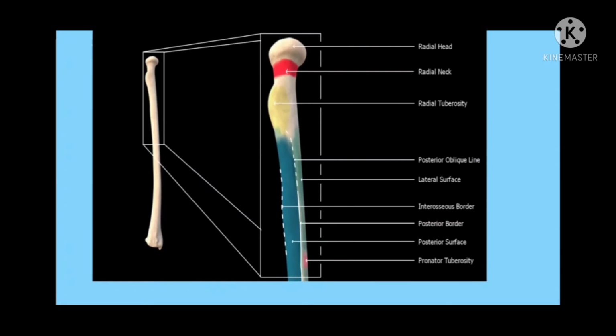So it is the lower part which gives attachment to the interosseous membrane, and the medial border also has an elongated triangular surface in which it accommodates the head of the ulna.